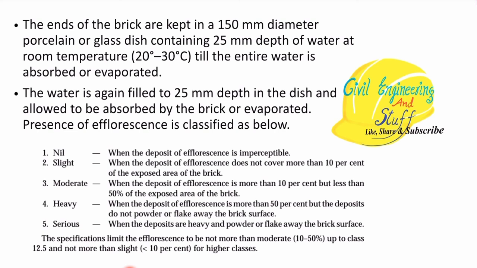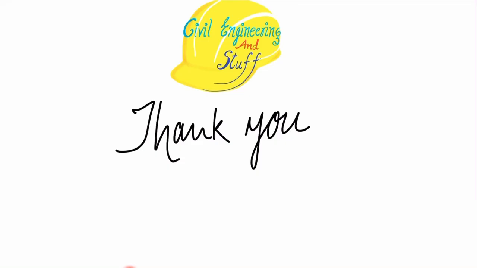And conventionally the efflorescence should not be more than the moderate category for a class of 12.5 and should not be more than the slight category for the class A bricks. So this is the way in which we categorize the efflorescence of the brick. So this was about the tests that are conducted on the bricks to assess their properties.